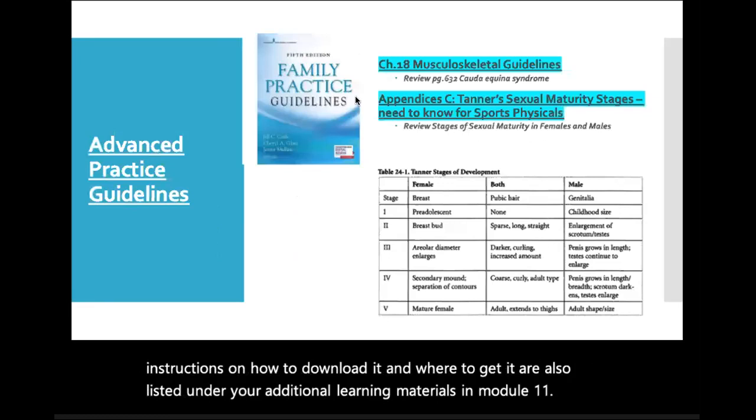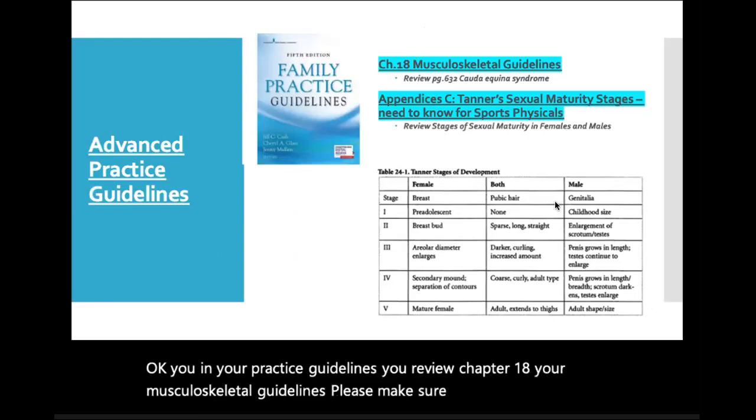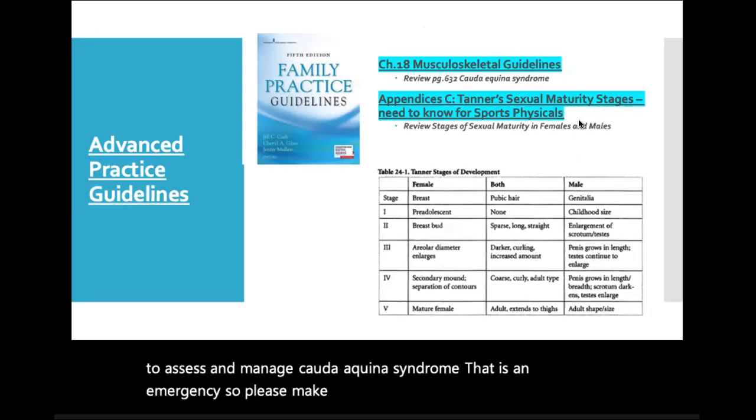Okay, in your practice guidelines, you review Chapter 18, your musculoskeletal guidelines. Please make sure you're reviewing how to assess and manage Cauda Equina syndrome. That is an emergency, so please make sure you review that on page 632.